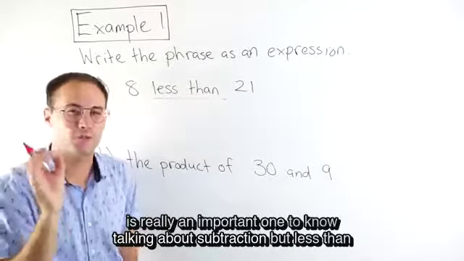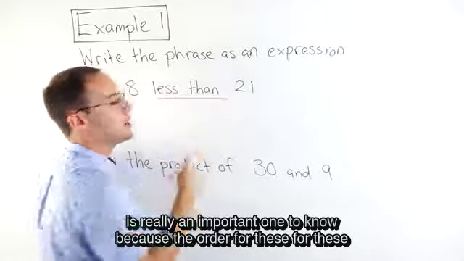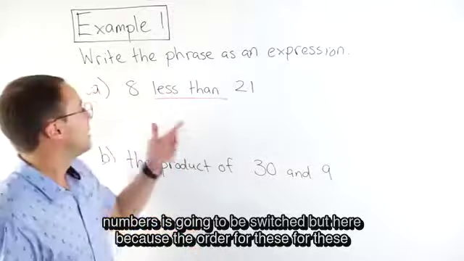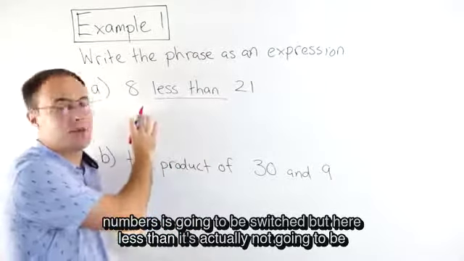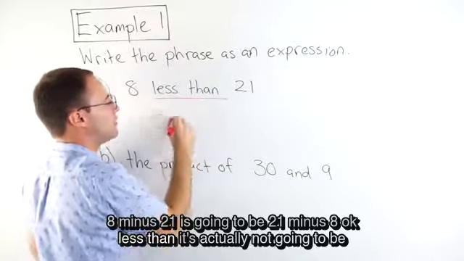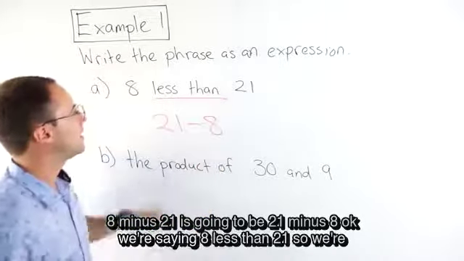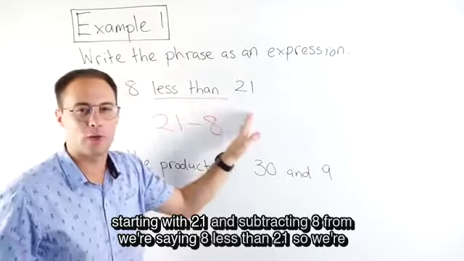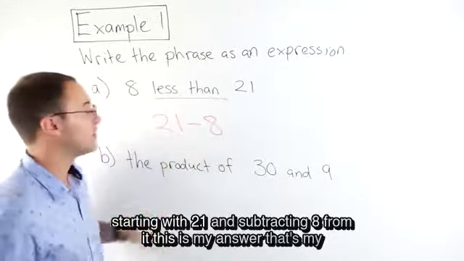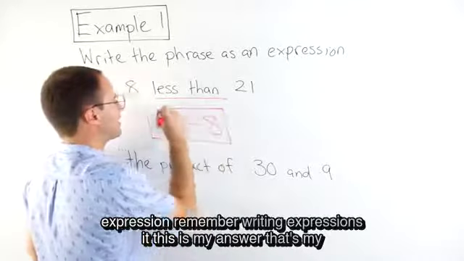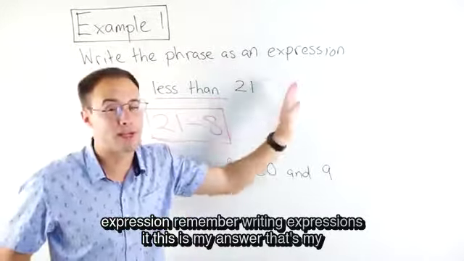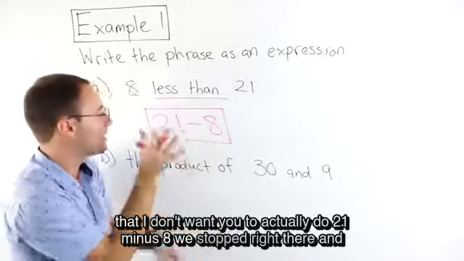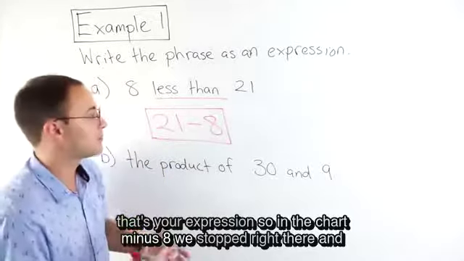But less than is really an important one to know because the order for these numbers is going to be switched. Here, it's actually not going to be 8 minus 21. It's going to be 21 minus 8. Okay? We're saying 8 less than 21. So we're starting with 21 and subtracting 8 from it. This is my answer. That's my expression. Remember, we're writing expressions. I'm not actually asking you to simplify that. I don't want you to actually do 21 minus 8. We stop right there, and that's your expression.